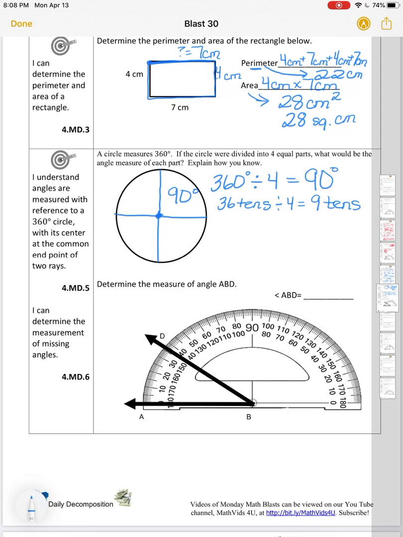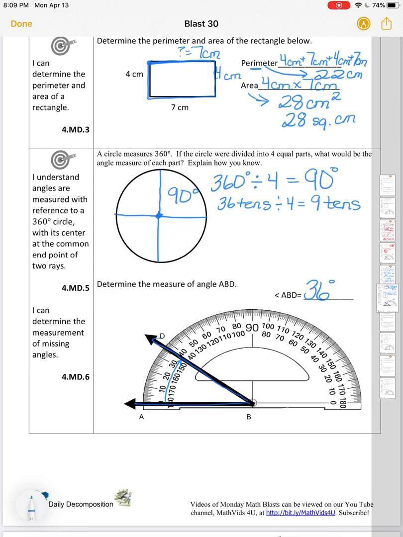I can determine the measurement of missing angles. Determine the measure of angle ABD. Well, I have here as my initial ray AB. It's lined up with the 0. And as angle BD here opens, then I can see it's past 30, but hasn't quite gotten to 40. Right in the middle of 30 and 40 is 35, and it looks like it's going about 1 more, maybe 2 more. So I would say 36 or 37 degrees would be pretty accurate in this case.